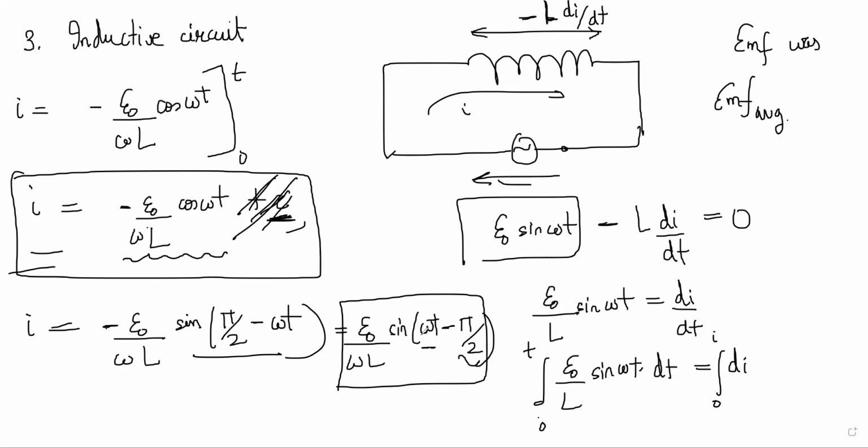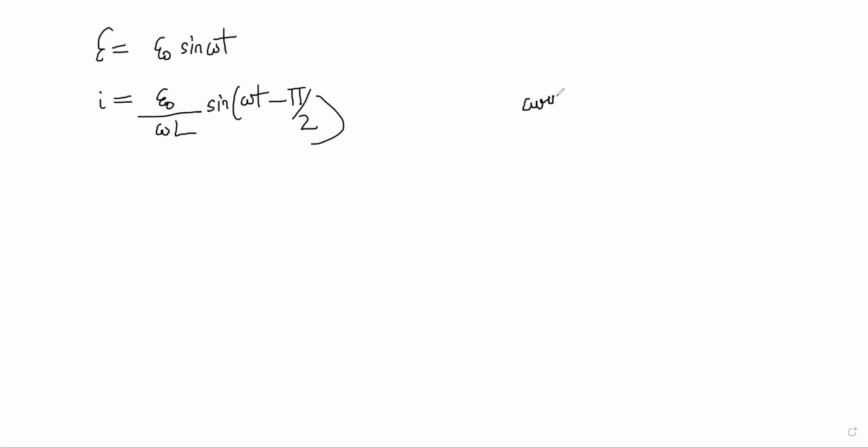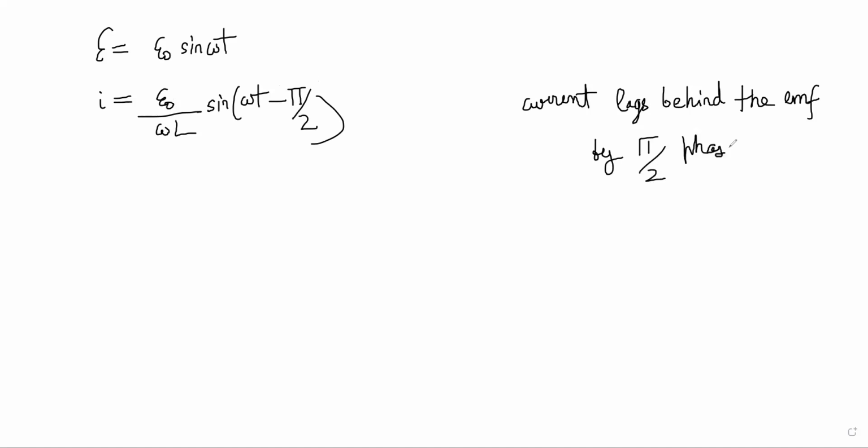In the capacitive circuit, it was coming plus pi by 2. Now it is coming minus pi by 2, right? So overall, if your EMF source was E naught sine omega t, your current becomes E naught by omega L sine omega t minus pi by 2. So current lags behind the EMF by pi by 2 phase, correct?